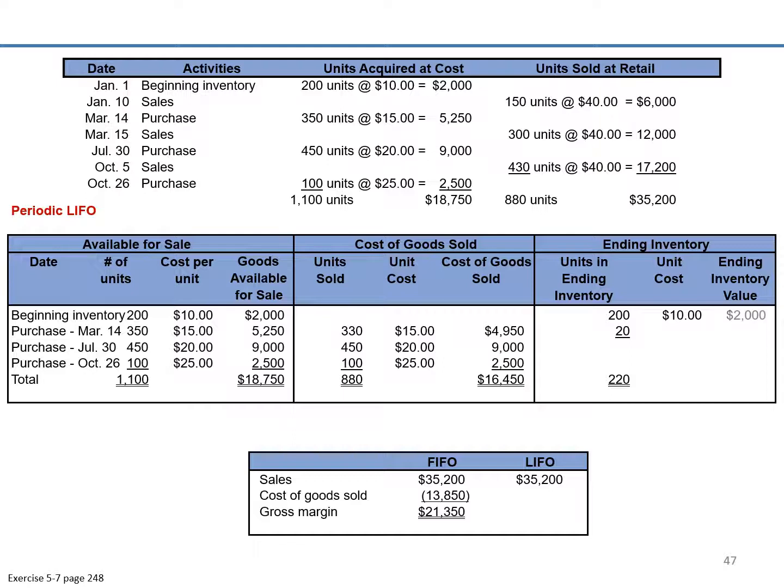Add our cost to each of our units in ending inventory and sum them up. We have total ending inventory of 2,300. So if we're computing our gross margin under the LIFO method, we have sales of 35,200 less cost of goods sold of 16,450 for a total gross margin of 18,750.